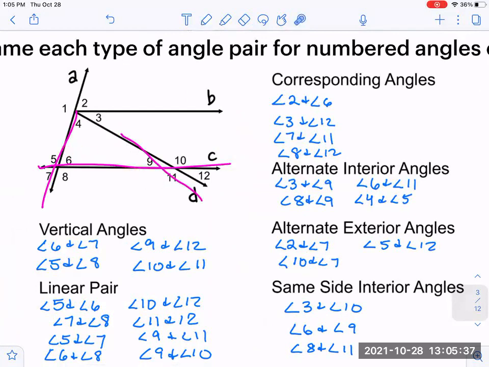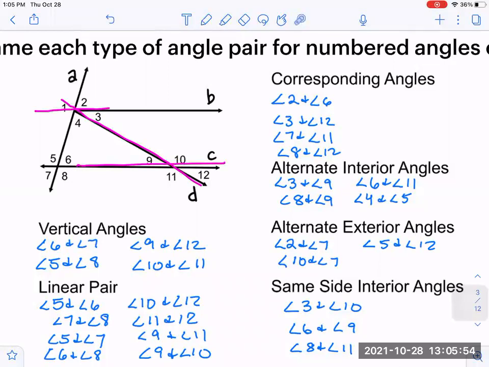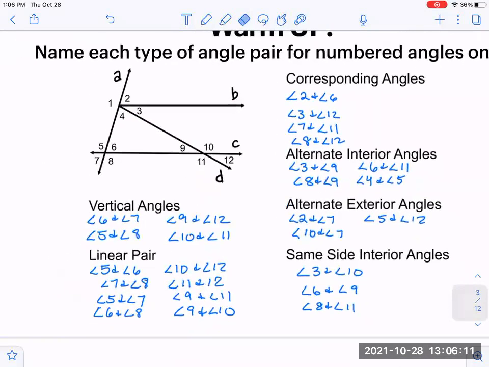Inside, wait, so that one, 10 and 4? 10 and 4 would not work, for the same reason as with the corresponding angles. Watch. That angle and that angle are alternate interior angles, but 4 is only part of that angle. Right? Okay. Anything else on this?